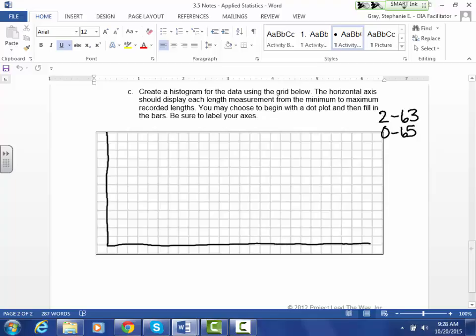And on the y-axis, we're going to label that frequency. Everything's positive, so we only need the first quadrant here. And down here will be our intervals. When we get ready to do this in Microsoft Excel, I'm not sure if we'll get that done today or tomorrow. In Microsoft Excel, instead of calling it intervals, they call it bins. So that means the same thing.